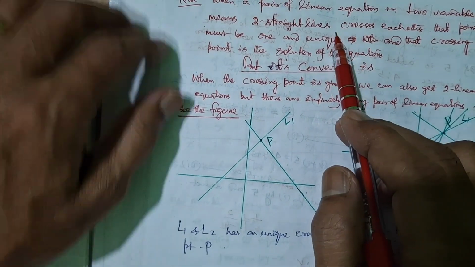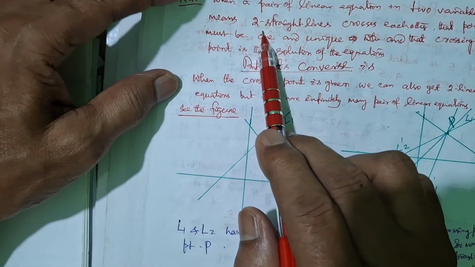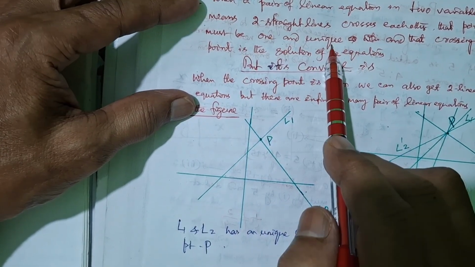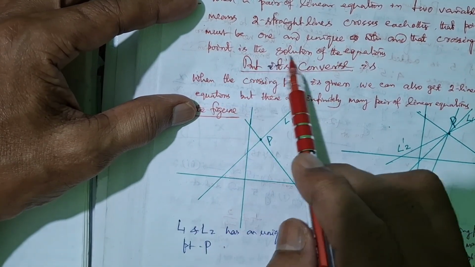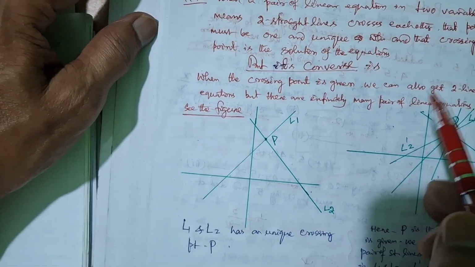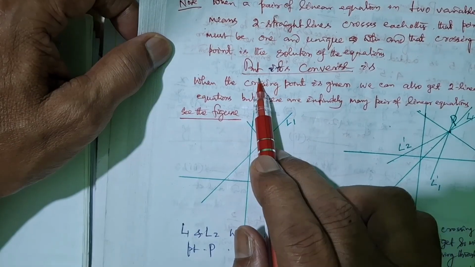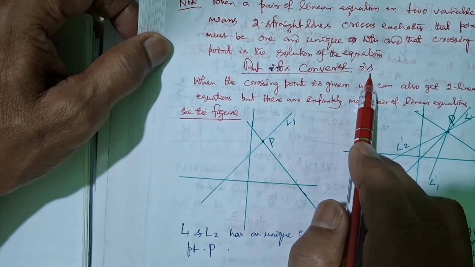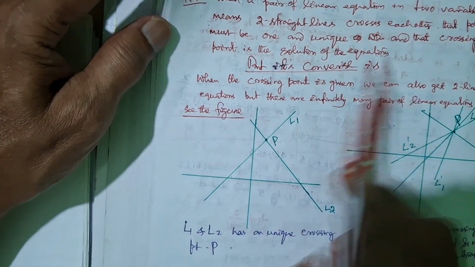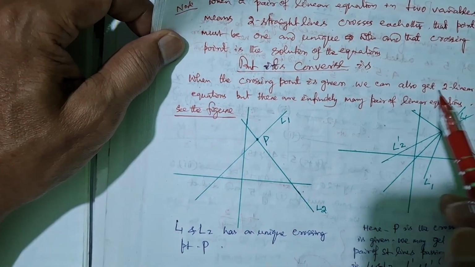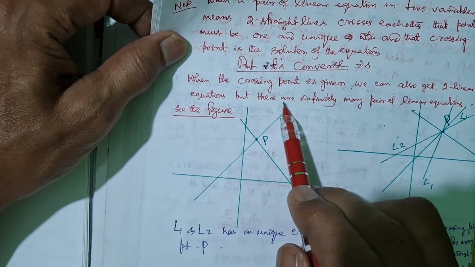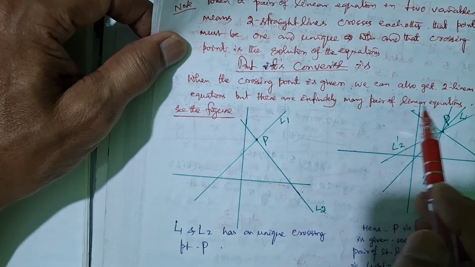When a pair of linear equations in two variables means two straight lines cross each other, that point must be one and unique, and that crossing point is the solution of the equations. We have read this earlier, or that definition was already spoken earlier. But what was its converse? Its reverse. Let us study. When the crossing point is given, we can also get two linear equations, but there are infinitely many pairs of linear equations.